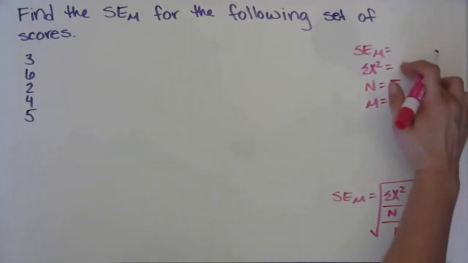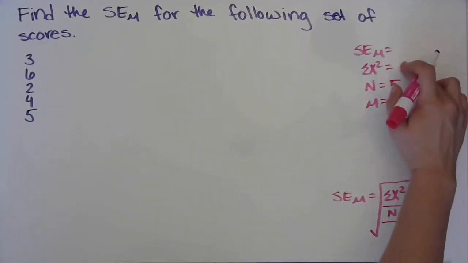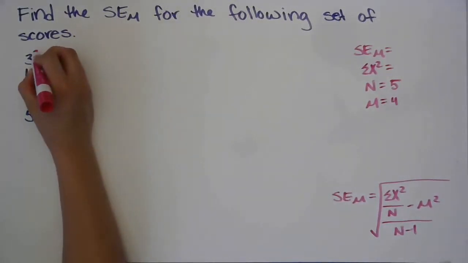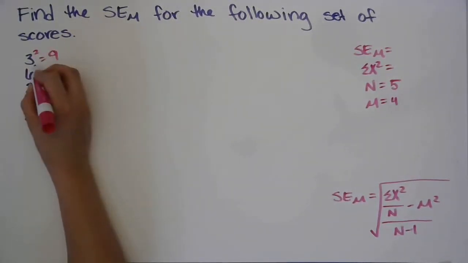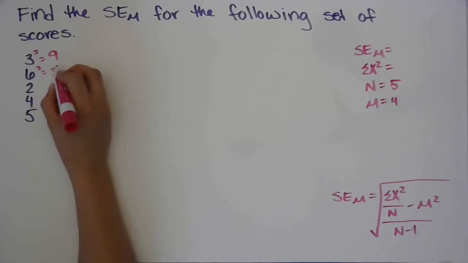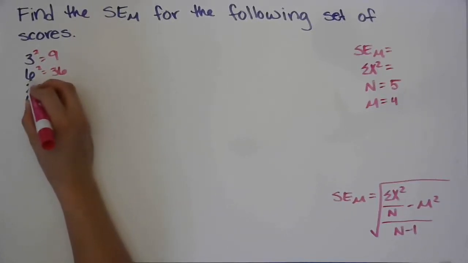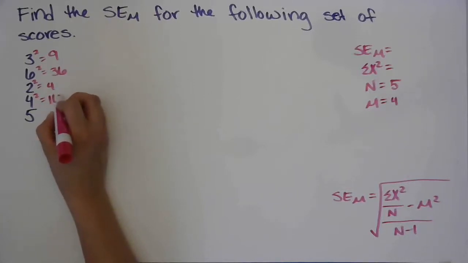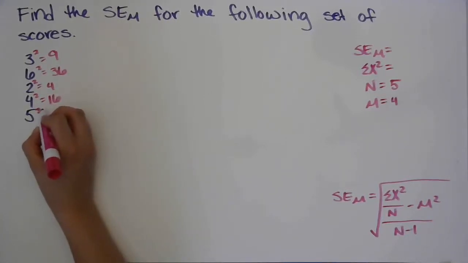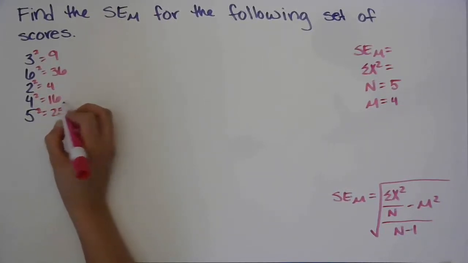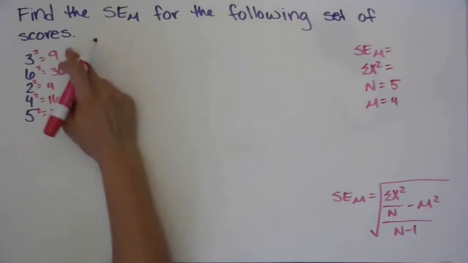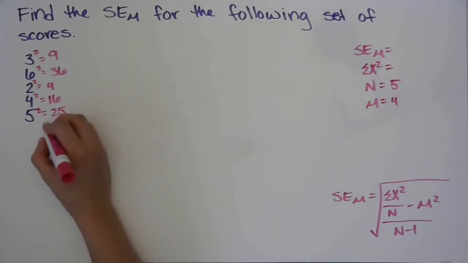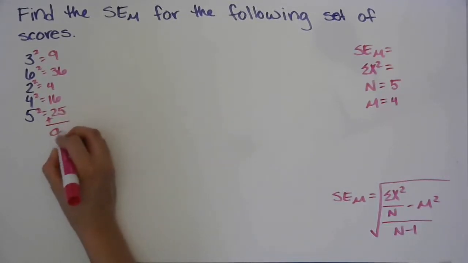Okay, so now let's go ahead and square all the values here. So 3 squared is 9, 6 squared is 36, 2 squared is 4, 4 squared is 16, and 5 squared is 25. Okay, so in order to get the sum of x squared, we just have to add all of these up, and when we add those all together, that's going to give us 90.